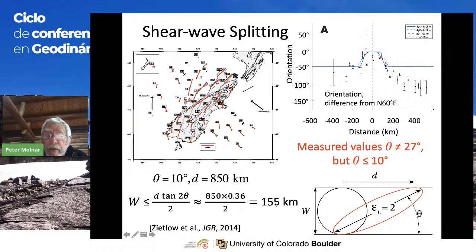We wind up with a width that's more like 150 kilometers. And 150 is not too bad. 155 kilometers is not too bad for the width of this zone. That's to say that the anisotropy is localized within 150, 155 kilometers, one side and the other side. Both are about the same.